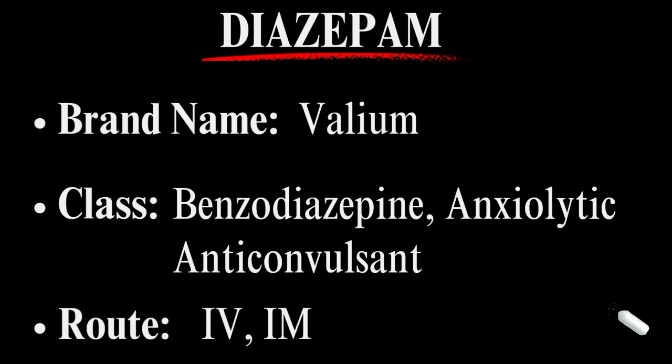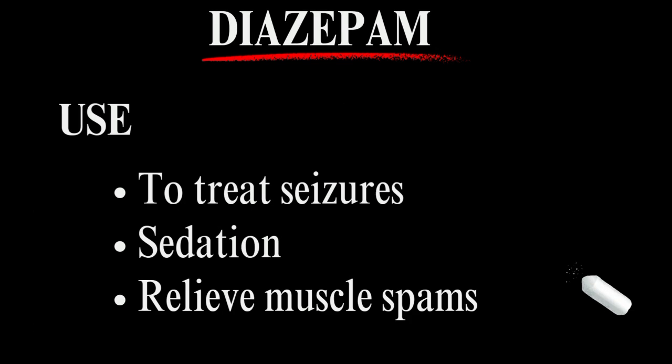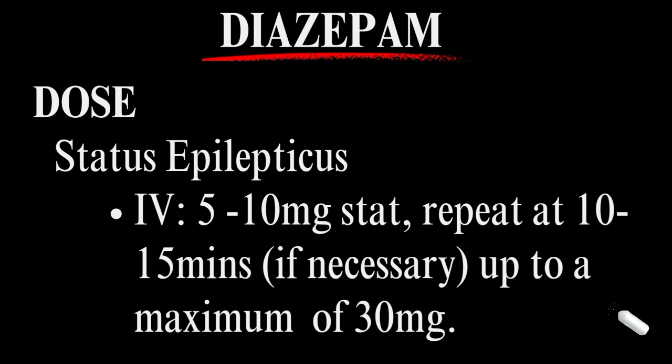Diazepam, sold under the brand name Valium. It's a benzodiazepine, an anxiolytic, an anticonvulsant, a muscle relaxant, and the route of administration is IV or IM. It's used to treat seizures, cause sedation, and also to relieve muscle spasms. The dose for status epilepticus is IV, 5 to 10 milligrams stat, and you can repeat this dose at a 10 to 15 minute interval if necessary, up to a maximum dose of 30 milligrams.